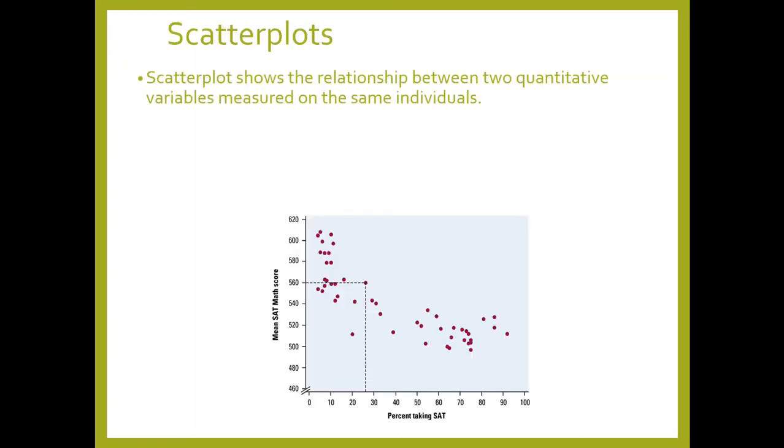Now, just like in Chapter 1, when you first get data, you want to graph it. Same thing when you get bivariate data, you want to graph it, and we graph it using a scatter plot. And again, your explanatory is going to be on your x, and your response is going to be on your y.